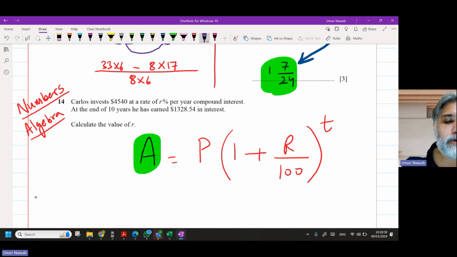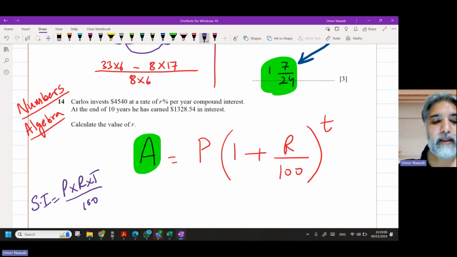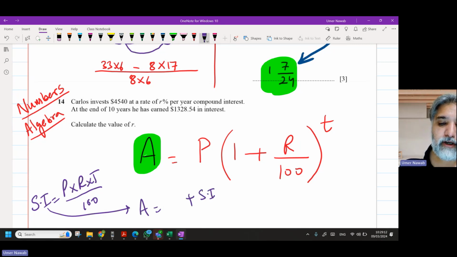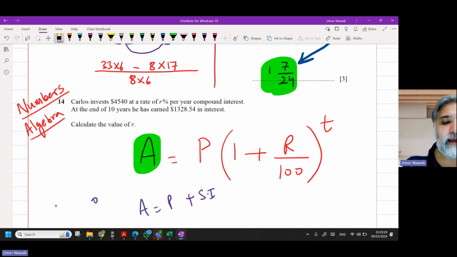But in simple interest, you can find simple interest directly. The formula is P times R times T over 100, and then you get simple interest. In such a case, if you want to find the amount, then you have to add the simple interest to the principal amount, the capital which you initially invested. Anyways, let's see what the question is.